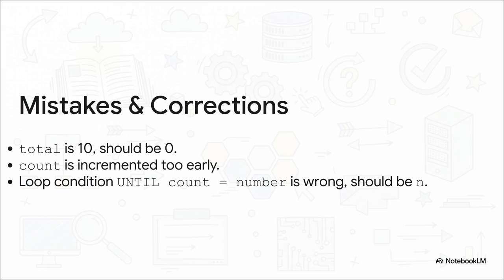Second, the count variable is increased before the number is even entered, which means the prompt is wrong. That line needs to move to the end of the loop. And third, the loop condition itself is just wrong. It should be comparing count to n, the variable holding the number of times it's supposed to repeat. 3 clear mistakes, 3 clear fixes. That's how you get the marks.